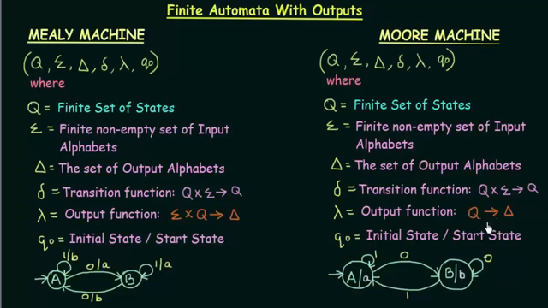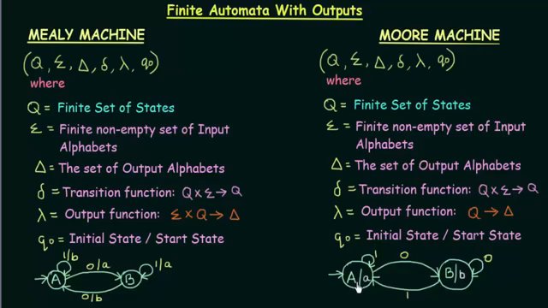So what does this mean? This means that in case of a Moore machine, the output is only associated with, or only dependent upon, the current state. Okay, this will become clear when we take this example. So look at this example.